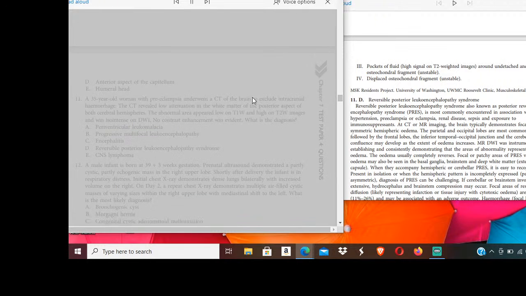Leukomalacia. B. Progressive multifocal leukoencephalopathy.